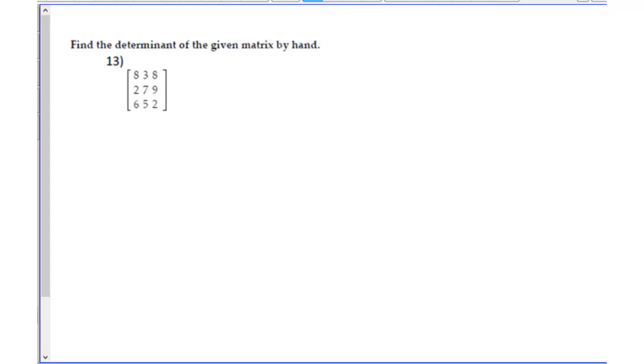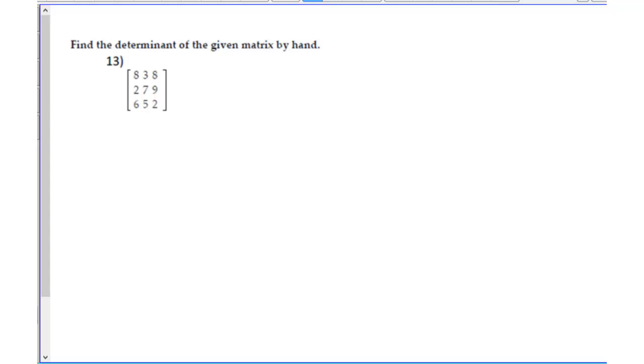Determinants by hand. So again, there is a way to do this on your calculator. I hope you know how to do it. You can check your answer. It would be great to be able to do that. But to show that you're doing it by hand, you either need to do the thing with the diagonals or the cofactor thing. We did it both ways in the notes.